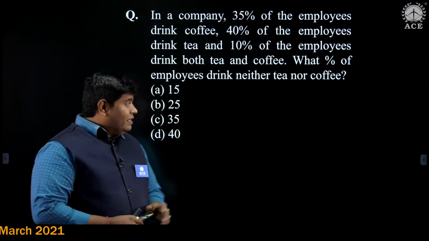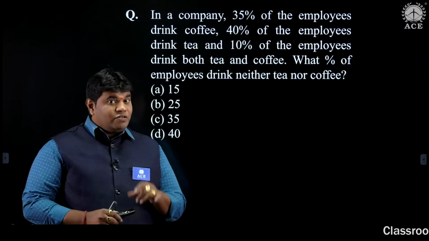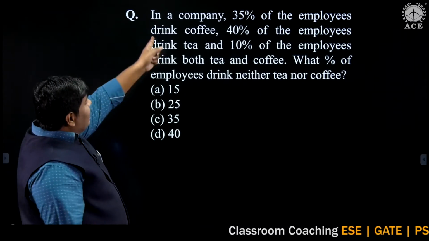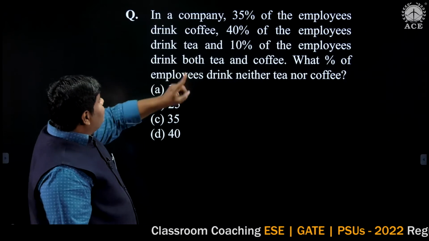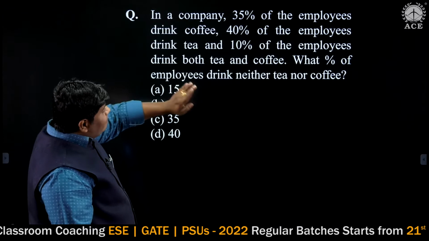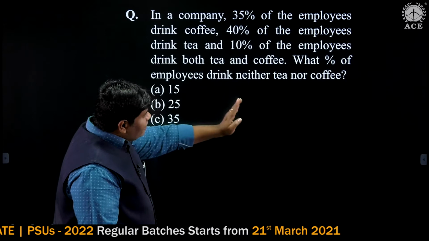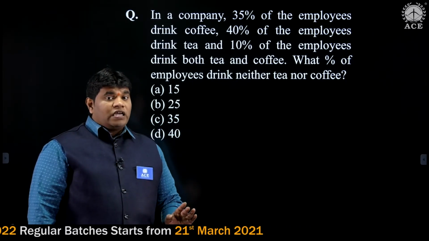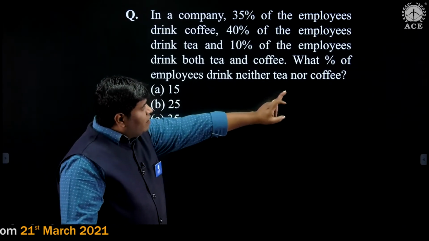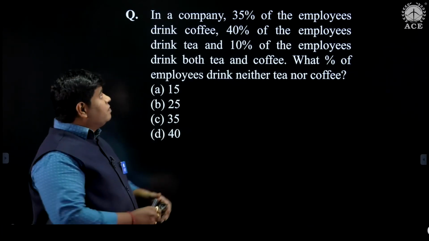Next, this problem. Very easy question. This is also a very easy question. Maximum students get the concept. Observe. In a company, 35% of the employees drink coffee, 40% of the employees drink tea, 10% of the employees drink both tea and coffee. What percentage of the employees drink neither tea nor coffee? Okay, neither. Employees who drink neither tea nor coffee. So those who don't take tea or coffee, that type of persons. First of all, exclude the persons who do.